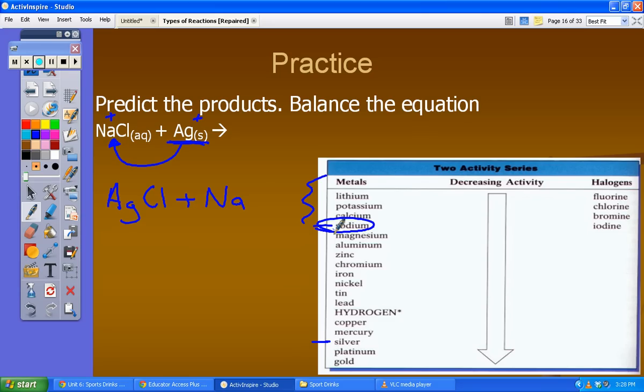So in this case of this reaction, the prediction says no, this will not work because sodium is more active. It is higher on the chart than silver. So this one will not work.